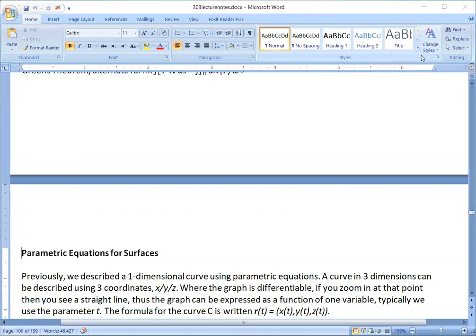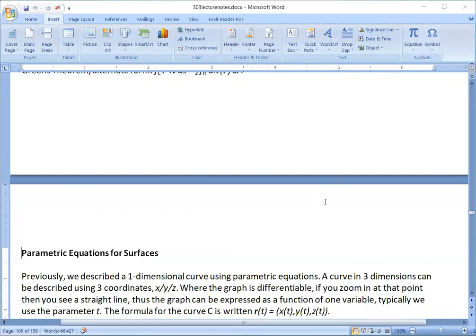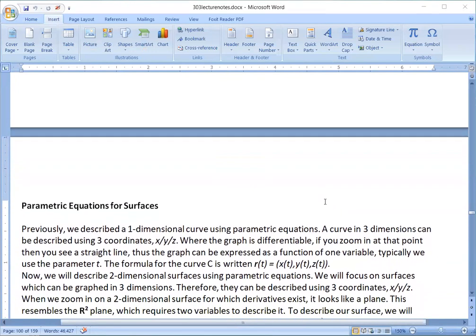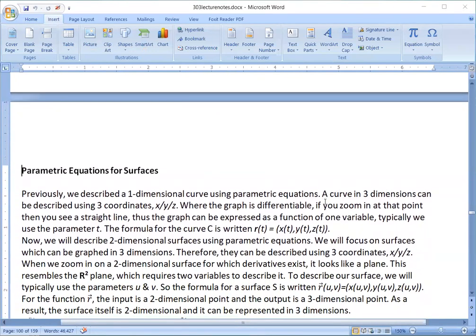Now we kick it up a notch, and we really kick it up a dimension. So what do we got? Okay, so now we're going to describe a 2-dimensional surface using parametric equations. Now, a 2-dimensional surface could be graphed in any number of dimensions. We're going to stick with just talking about what we see in 3 dimensions. So therefore, we'll look at surfaces that can be described using 3 coordinates, x, y, z.